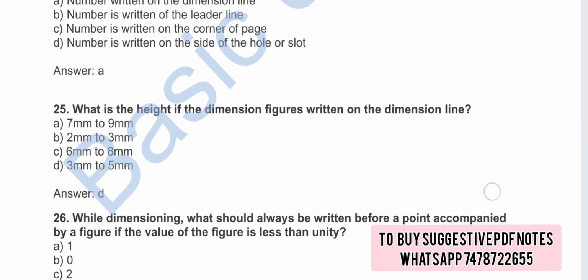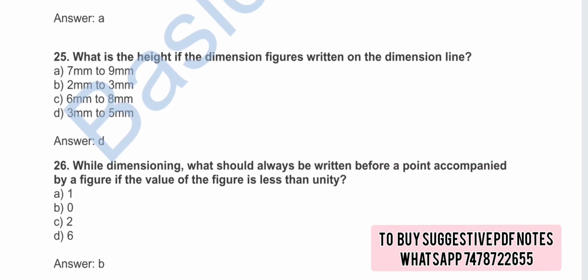25. What is the height of the dimension figure written on the dimension line? 7 mm to 9 mm, 2 mm to 3 mm, 6 mm to 8 mm, 3 mm to 5 mm. The answer is D, that is 3 mm to 5 mm.